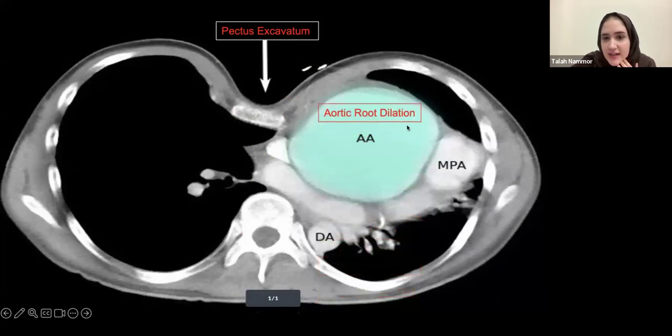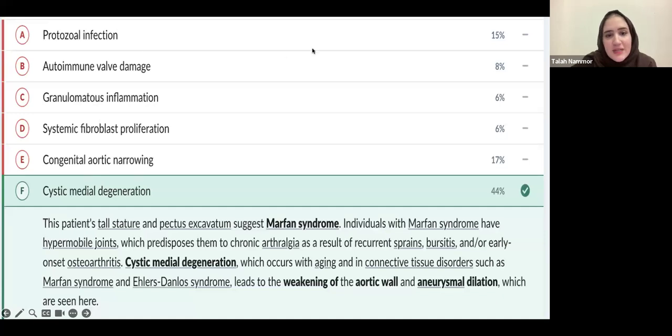And then if you look in here, this is the aortic arch, and it's really dilated. So we have aortic root dilation. So this is Marfan syndrome. So in Marfan syndrome, what is the thing that we expect in them? We expect that they would have cystic medial degeneration. So whoever said F, you're correct, because all of the signs are giving us Marfan syndrome, and cystic medial degeneration is very common in Marfan syndrome. All right?